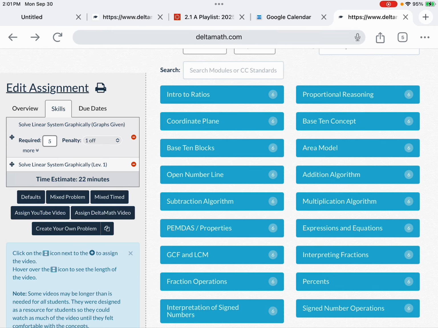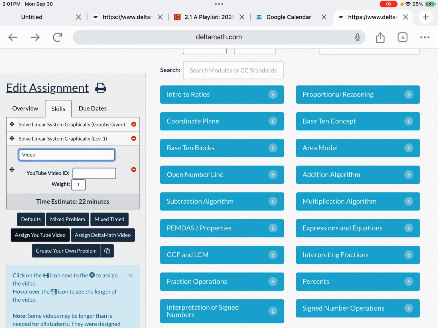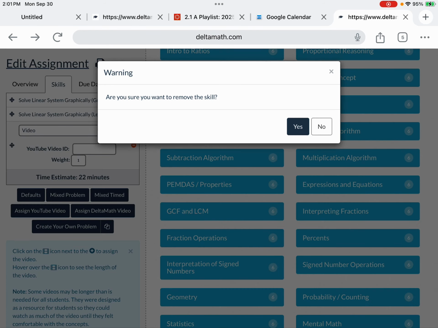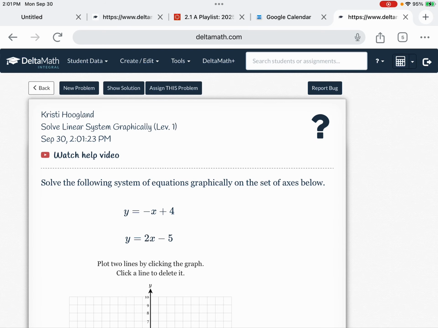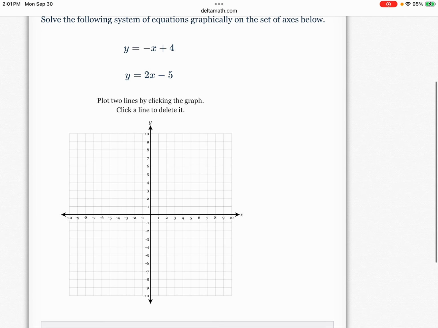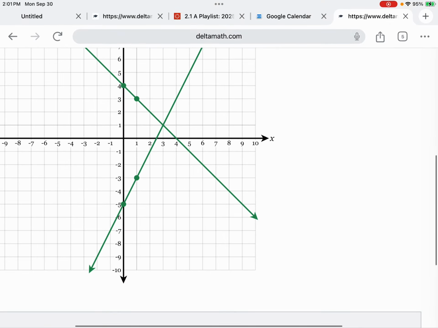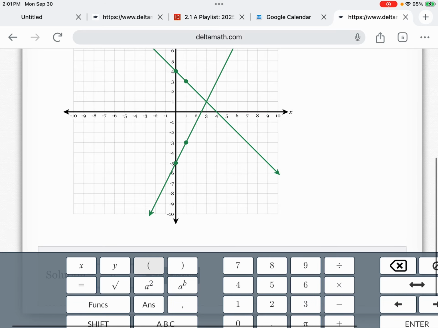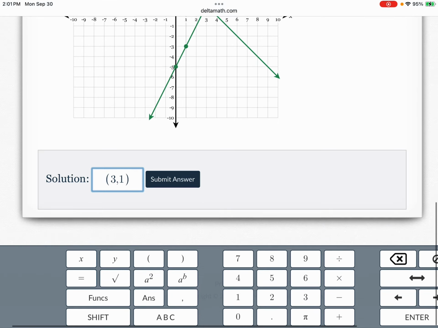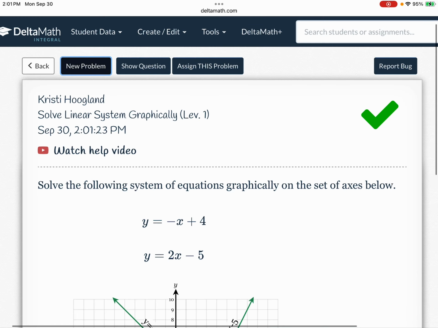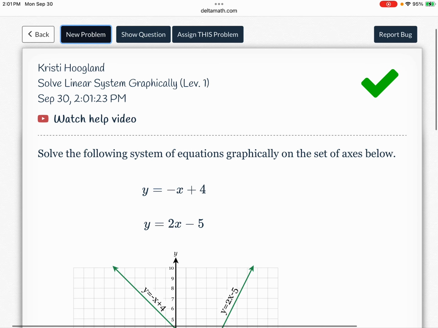In the second set of problems, you're going to graph two lines and then identify the solution. So first I'm going to graph y equals negative x plus 4. And then I'm going to graph 2x minus 5. The point where they meet is 3, 1. So that is what you'll be doing on today's assignment.